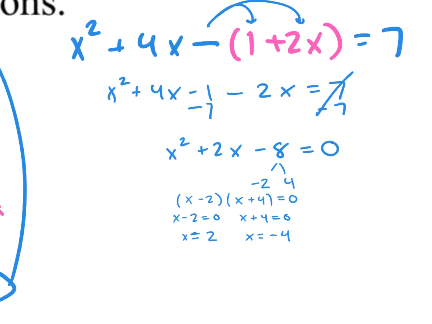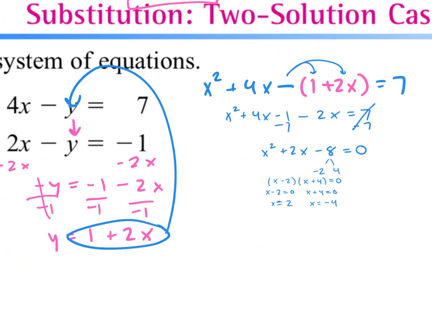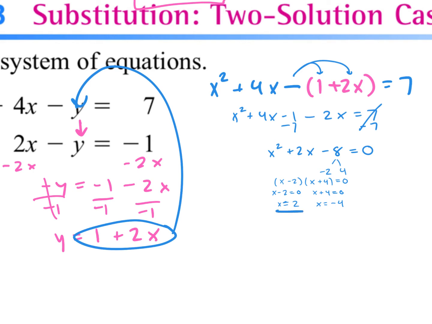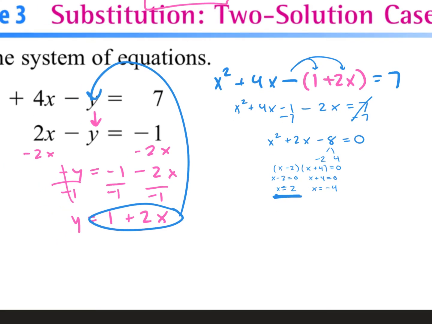So we have 2 x's, so we're going to end up with 2 y's. First thing I want to do is plug in x is equal to 2. Which equation do you think would be easier to plug in? The second one. Definitely the second one. We're not done yet. We have to find the y's.